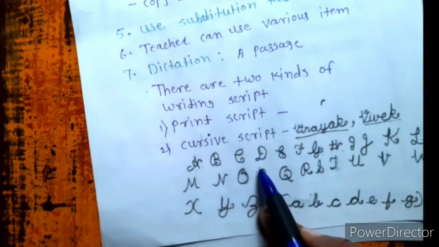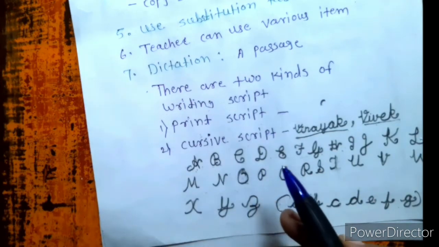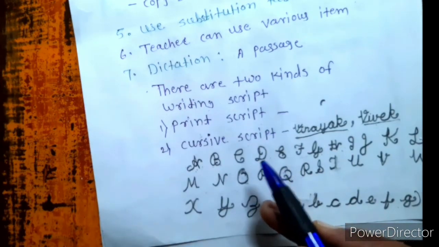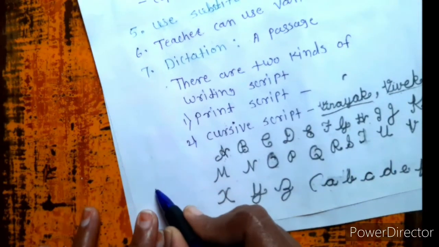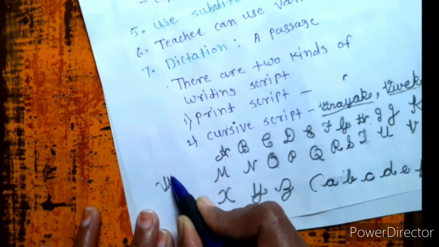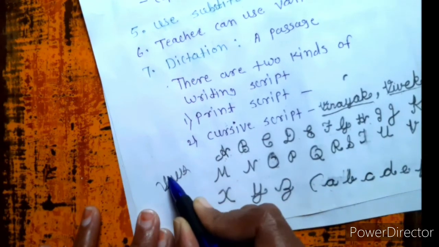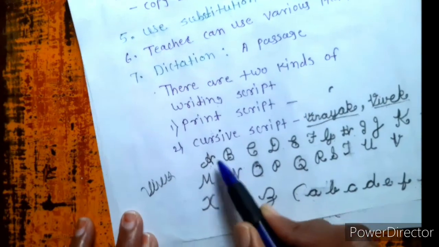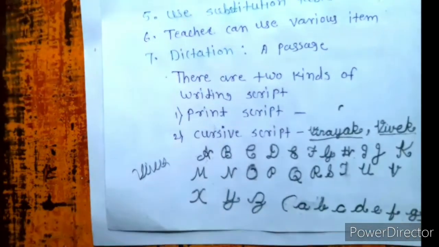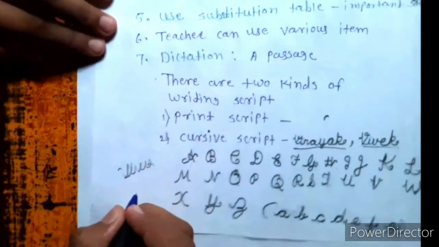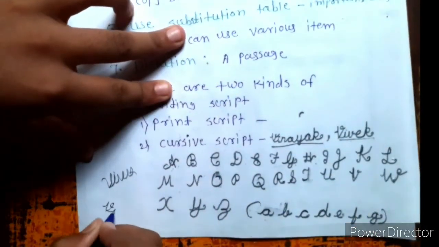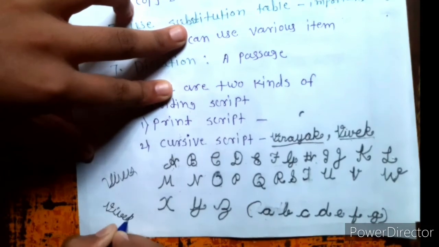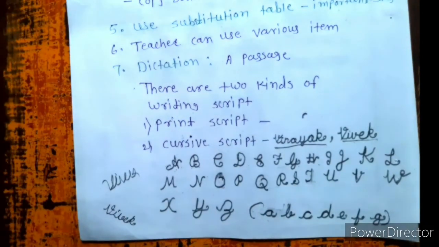Print script is preferred for beginners, and cursive script means running handwriting, like that. We can run fast like that. This is the cursive writing. We can write fast with the help of cursive writing. It should be introduced after the pupils have properly acquired print script, which means after 2-3 years.